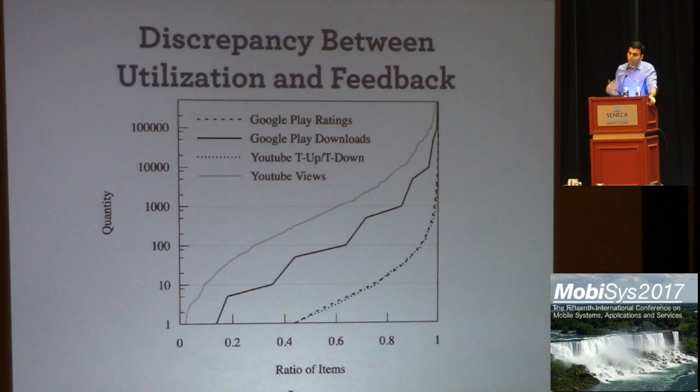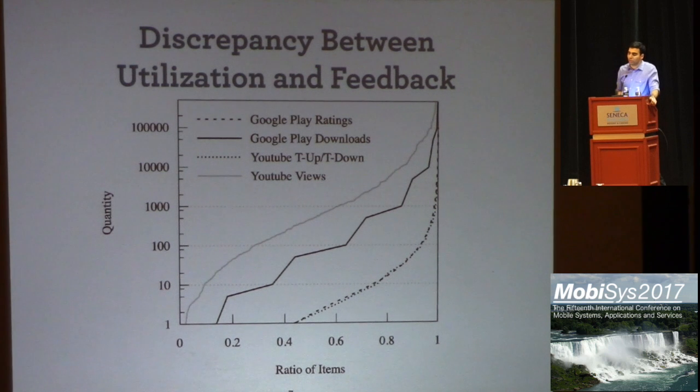And when comparing that to the number of feedbacks that they were receiving, we saw that there are orders of magnitude difference between the number of interactions that these services were receiving and the number of feedbacks that were provided by the user. And these are, in a sense, services where it's very easy for the user to provide feedback. In the case of YouTube, it's just a thumbs up or thumbs down.